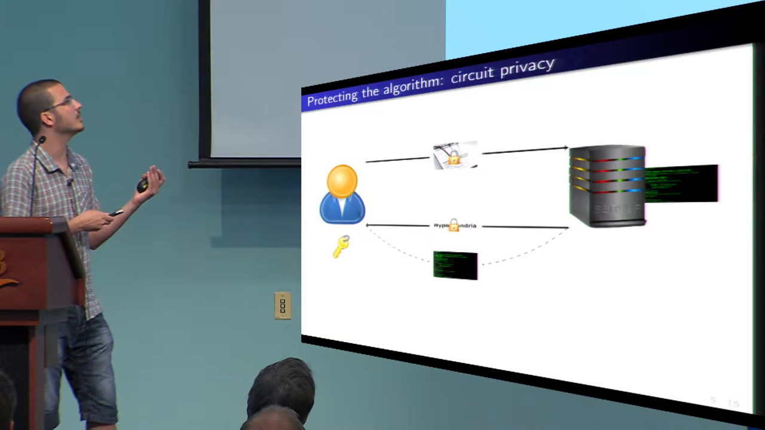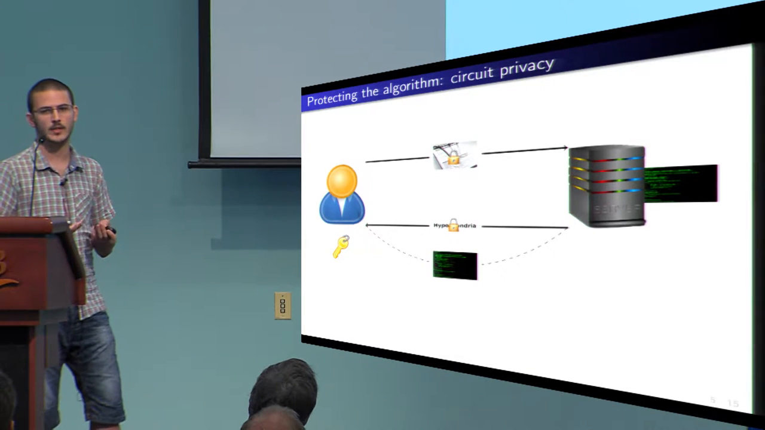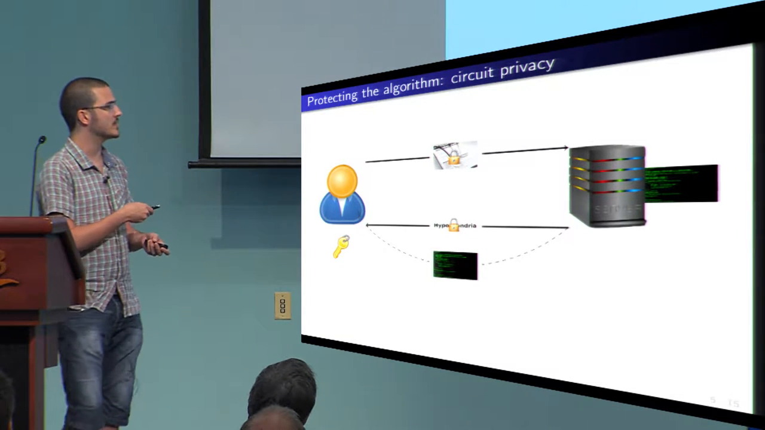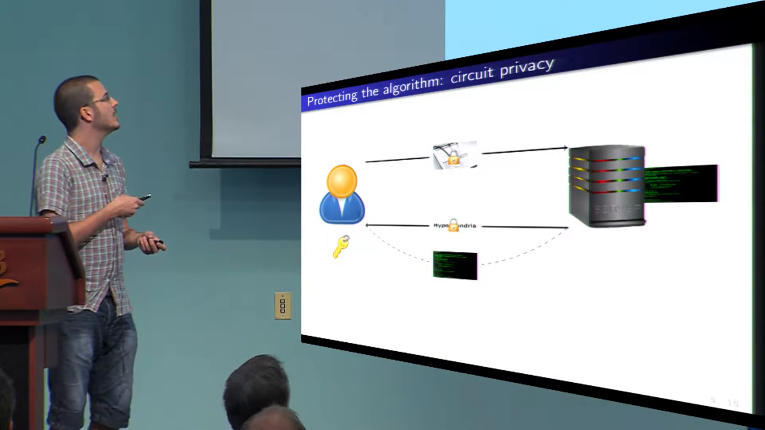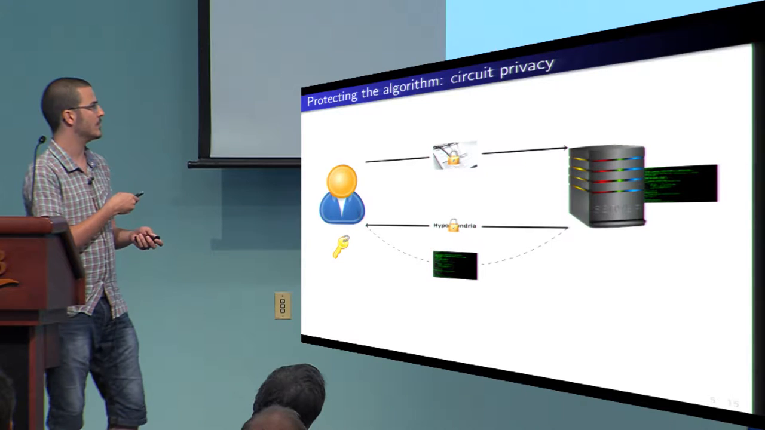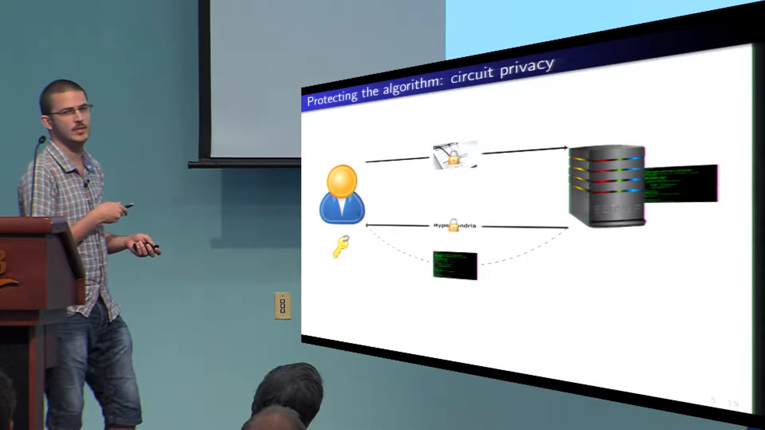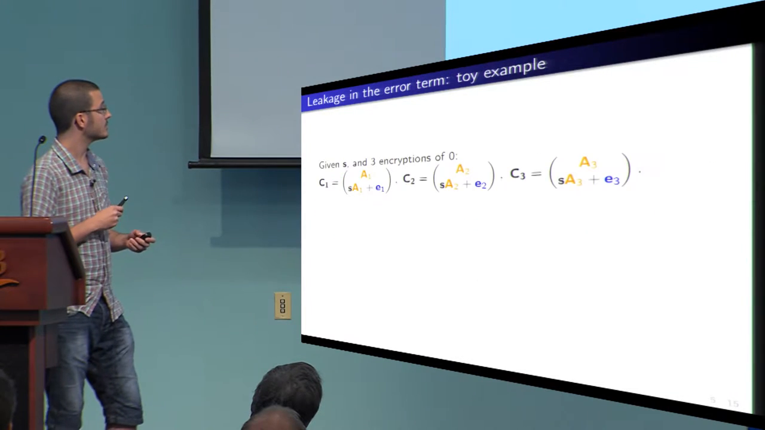Maybe the server is running some proprietary algorithm and does not want it leaked. So the focus of this work is to see how we can hide all the operations that were done on the data.